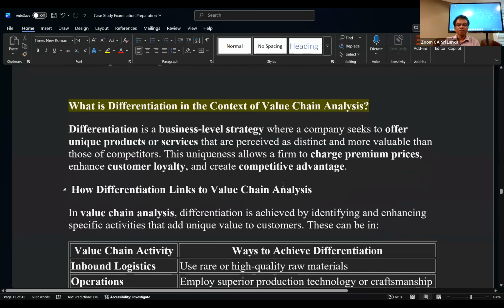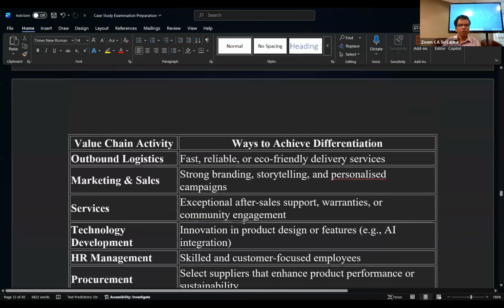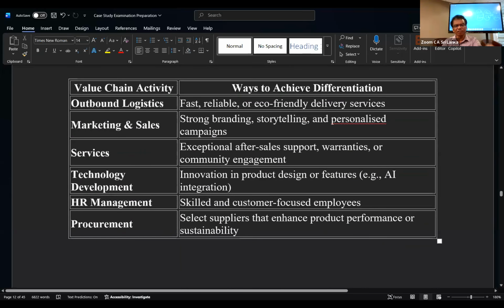So this is a differentiation. That's why, when you want to compete with anything and be different from another competitor, you have to go through this kind of differentiation. So then you always have to improve it. Each and every element is very important.